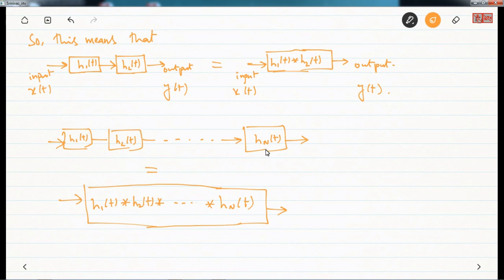This chain of systems can be replaced with one single system having its impulse response equivalent to the convolution of all the previous impulse responses. This is due to the associative property.